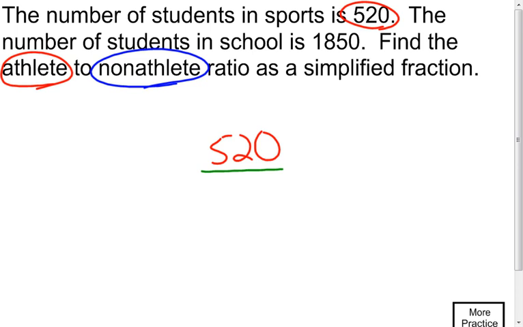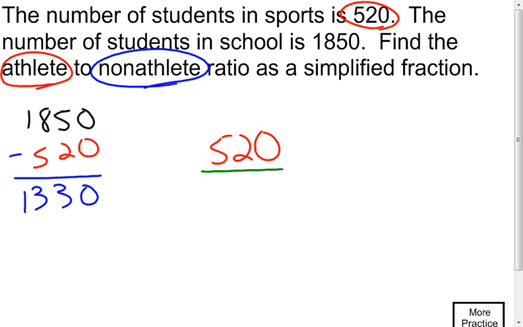Now we have to figure out how many non-athletes are in this school. Well, this is where I can start with my 1,850 students that are in school. If I eliminate all of the athletes by subtracting them, it should give me how many non-athletes are in the school. When I do that, I'm going to end up with 1,330 non-athletes. I can write that in the denominator of my fraction, and now I need to simplify my fraction.